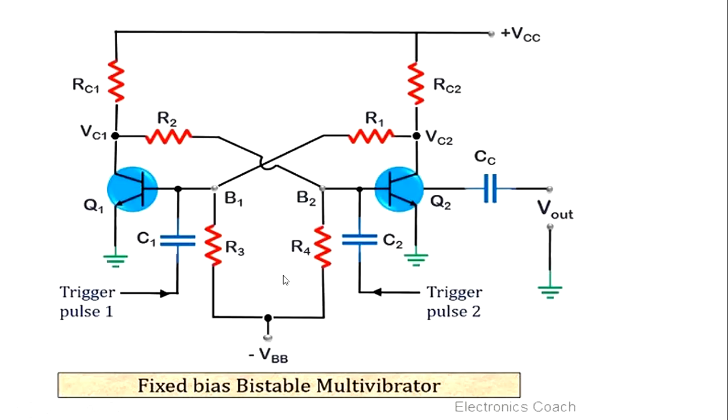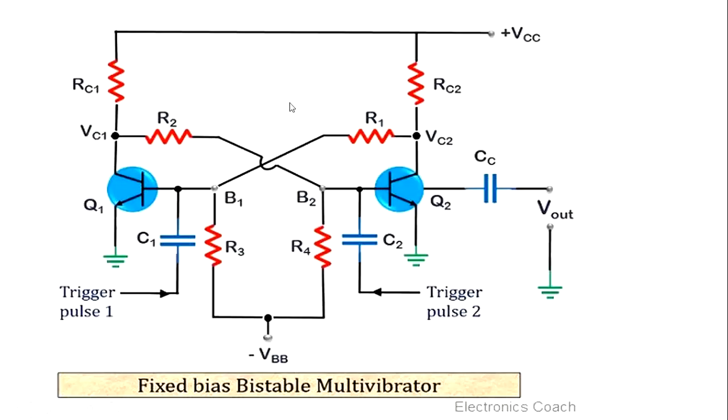Now this is the minus VBB volts. Another thing is that a single power supply is used for supplying the plus VCC voltage to both the collector of the Q2 transistor and the collector of the Q1 transistor. Why did we connect this plus VCC volt?